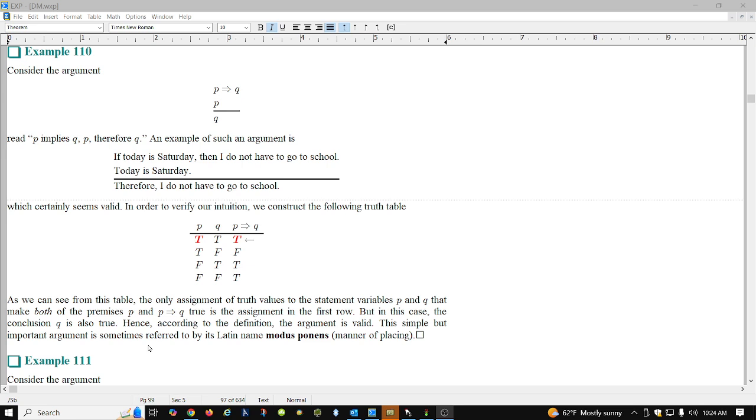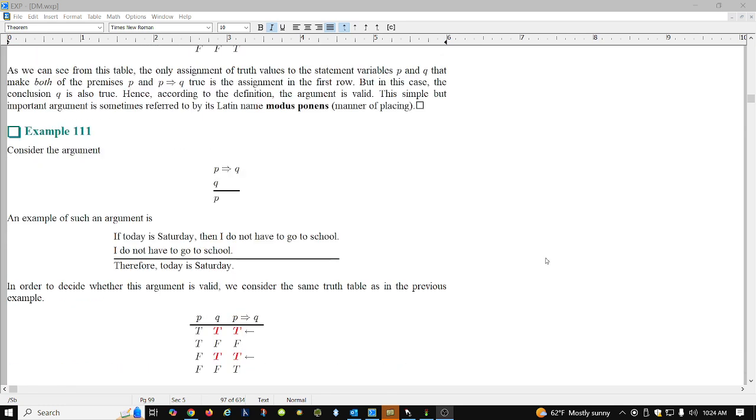In fact, this very simple but important argument is referred to by its Latin name, modus ponens, which translates into manner of placing, which frankly doesn't help much.